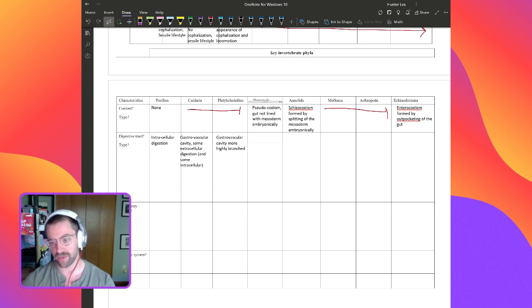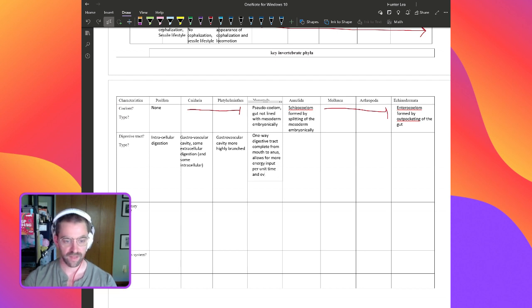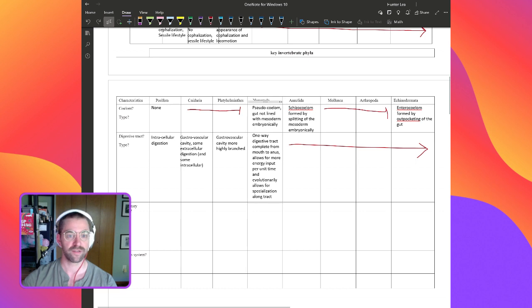And then we get into nematoda. So now we have a one-way digestive tract. And this is going to be complete from mouth to anus. And this allows for more energy input per unit time, and evolutionarily this allows for increased specialization along the tract. Increasing specialization as we get up through the other phyla.